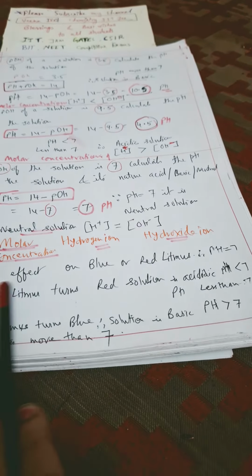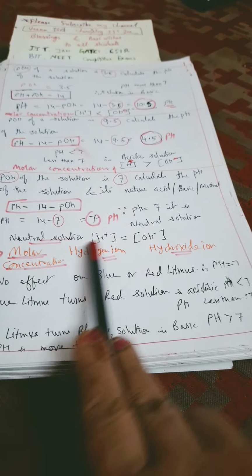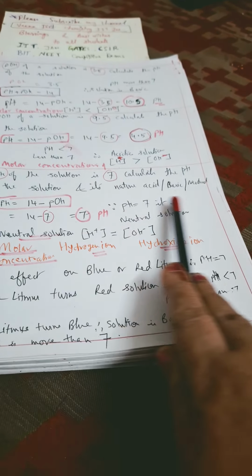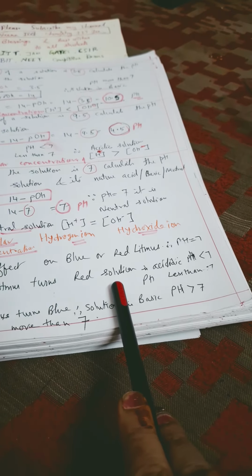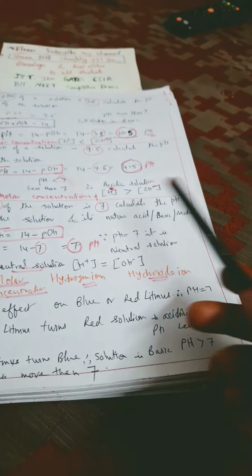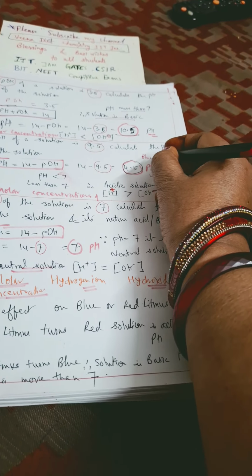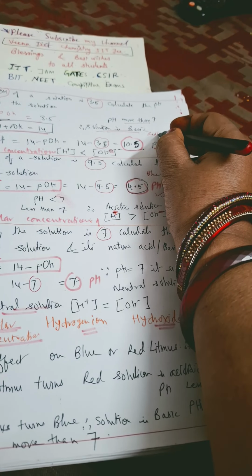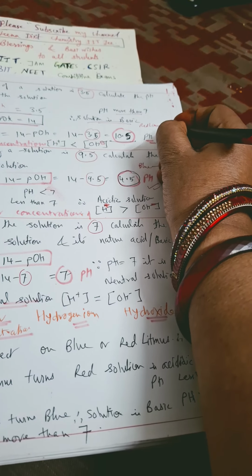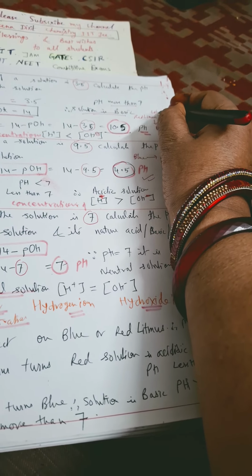So, no effect on blue or red litmus on this solution. No effect of blue litmus or red litmus on the neutral solution. But blue litmus turns red in acidic medium. Okay. So, where is acidic medium? This is what will happen. Blue litmus turns red. And in alkaline medium, red litmus turns blue. I am talking about litmus paper.